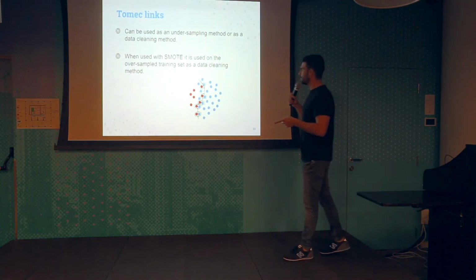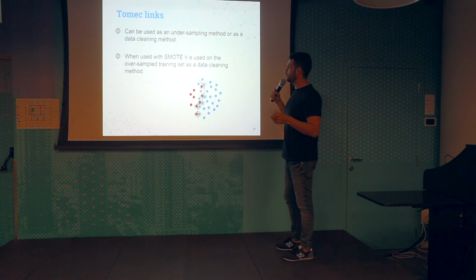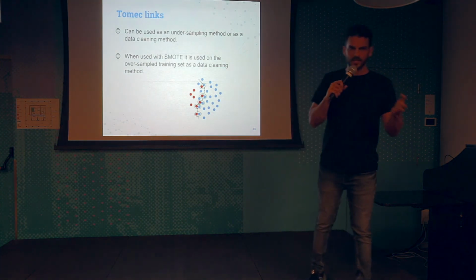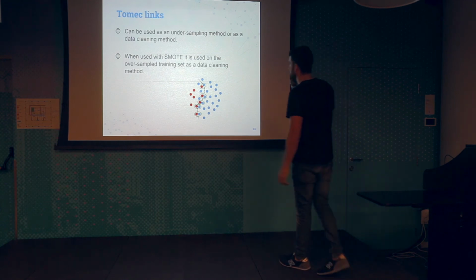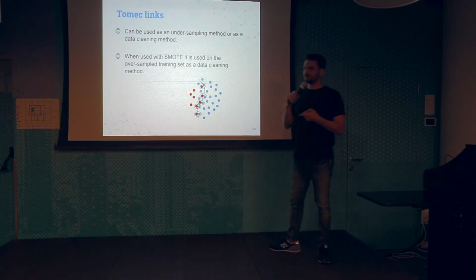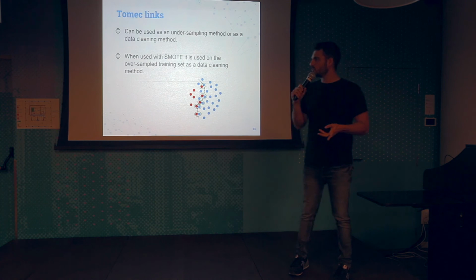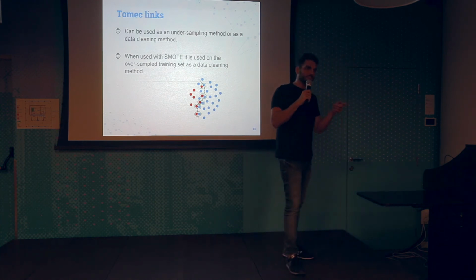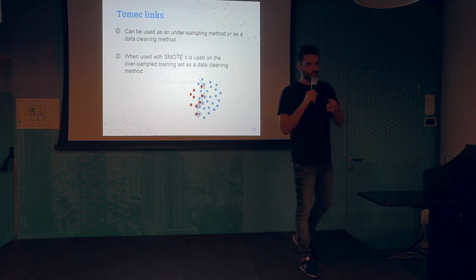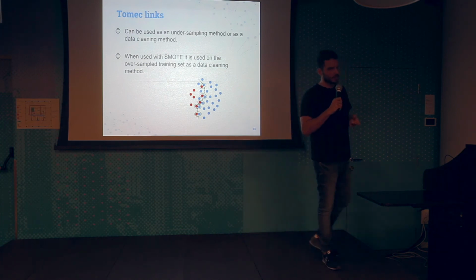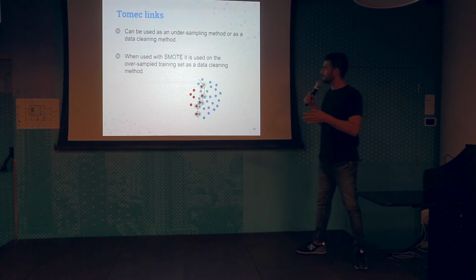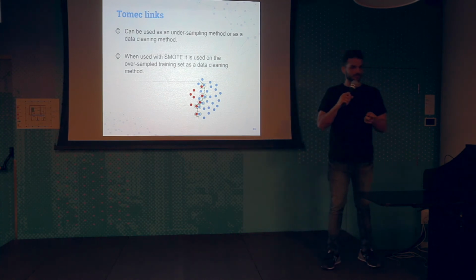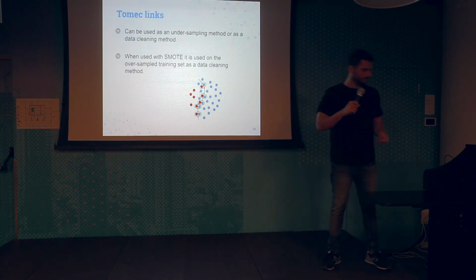I'll briefly talk about Tomek links, which is going to be a great segue to SMOTE plus Tomek links, our next thing. What you need to know about Tomek links is that they are two points that are each other's nearest neighbor, but do not belong to the same class. What you do with Tomek links is remove them, and you make the data a lot more separable.